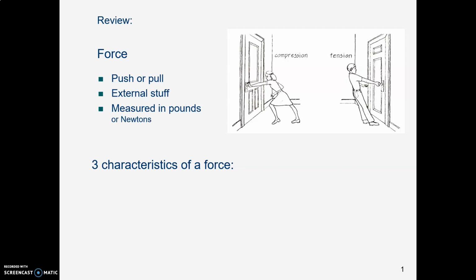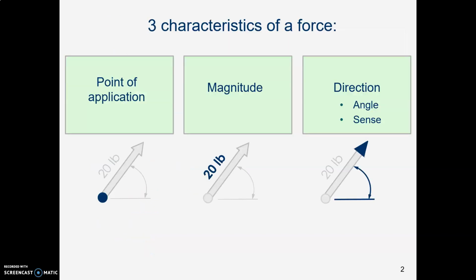Well, there's the point of application, there's a place where you apply it. What else has it got? It's got magnitude, how many pounds is it? And it's got direction, and the direction is made up of angle and sense. So point of application, magnitude, how big is it, and direction, what angle is it, and what direction is the arrow pointing. Those are the three characteristics.